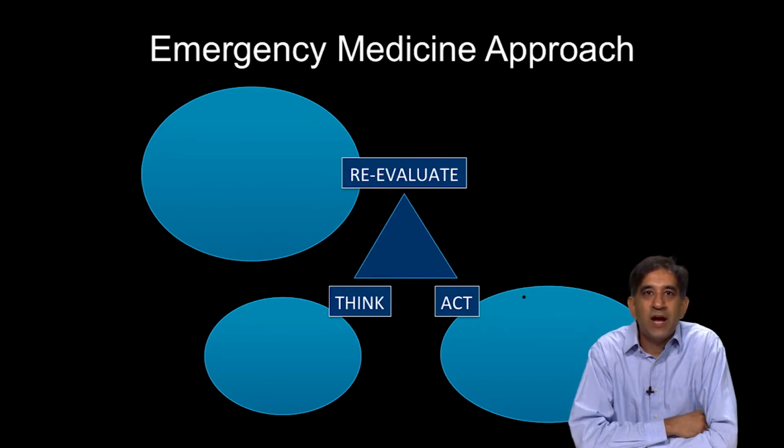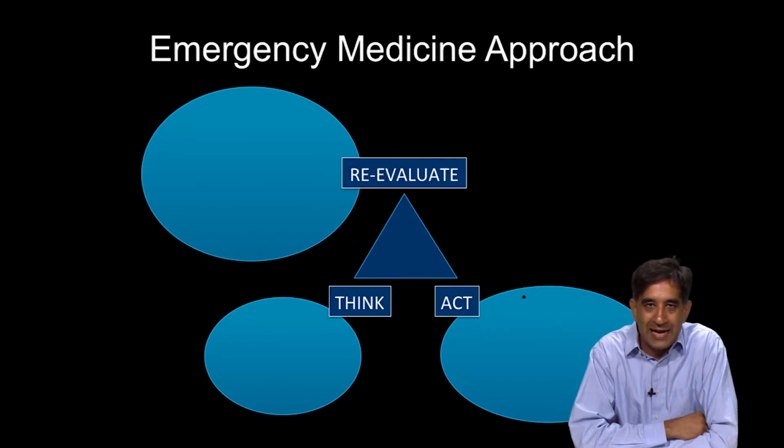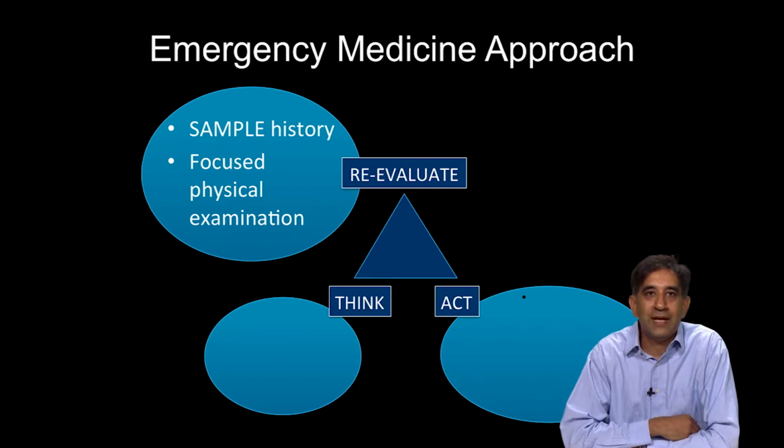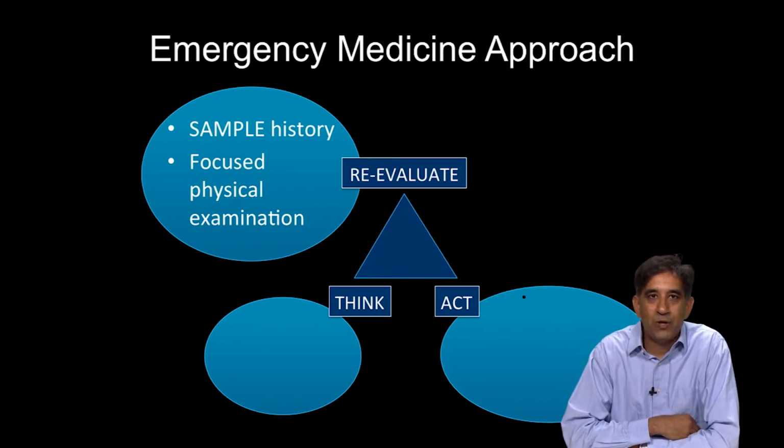Again, so we've started by evaluating the patient, thinking and acting. Now it's time to reevaluate the patient, think and act. And we're going to do the following. When we reevaluate, what we do is get something called the SAMPLE history, which I'm going to describe in a second, and then perform a focused or directed physical examination.